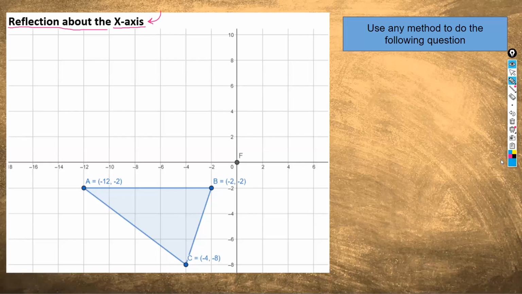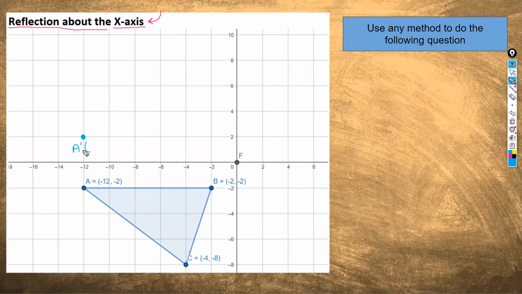Let's make sure you have point A correct. Now, point A is minus 12, minus 2. If we use the common sense method, if we pretend the horizontal line is the mirror, this point is one block away from the mirror. So on the other side, it will also be one block away. So this will become A prime, and it's becoming what?